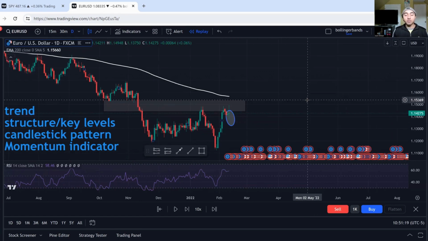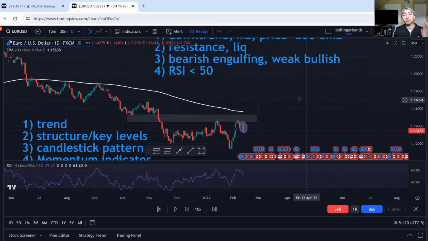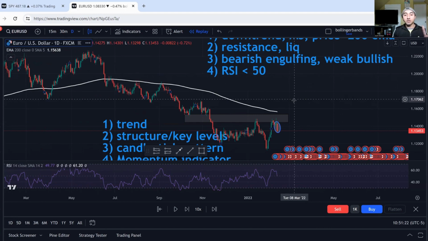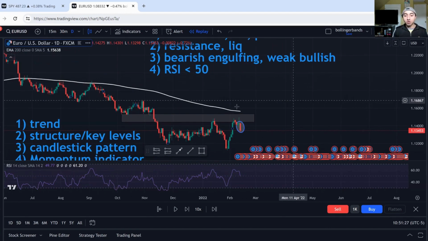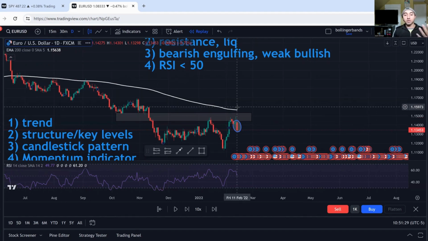We get bearish momentum and we get a bearish engulfing pattern. Now we have 3 things in our favor. And all of a sudden, at the time that the 3rd thing is in our favor, the 4th thing also becomes in our favor, which is RSI below 50. So we have 4 things in our favor. And you'll notice at this point, everything is in line. We're in a downtrend. We have a level of resistance. We have a candlestick pattern. Momentum is in our favor. This is when you take the trade.